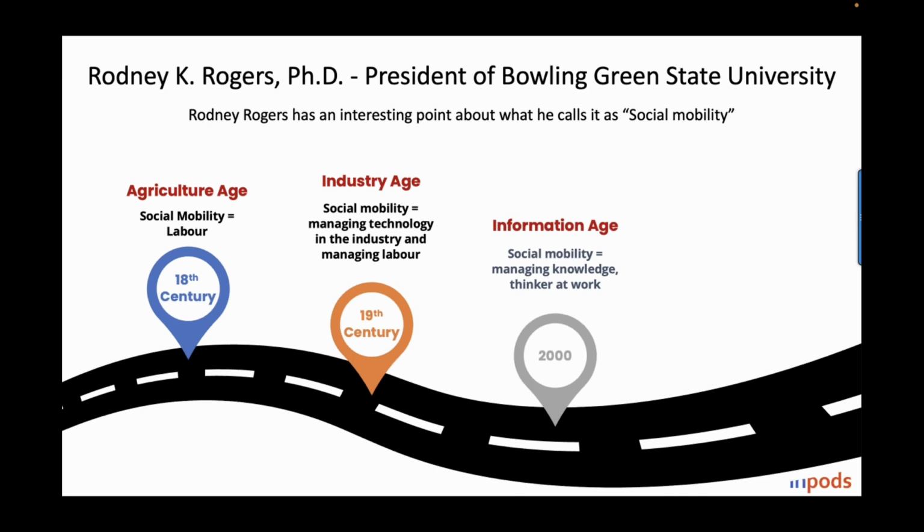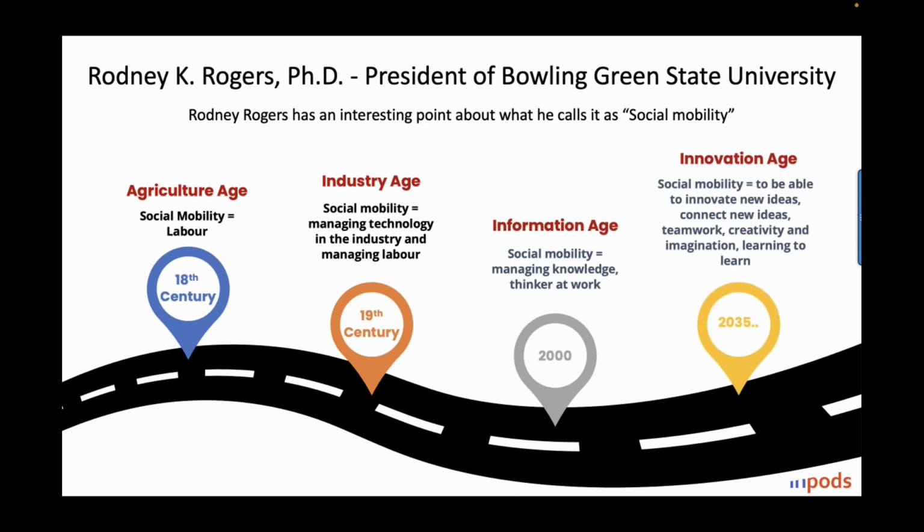Today, it is said that we are in the information age, and now you can see that the knowledge workers are essentially different from the working class that used to be there in the industrial age or agriculture age. Managing these knowledge workers is again becoming a difficult skill to have, and that is primarily social mobility.